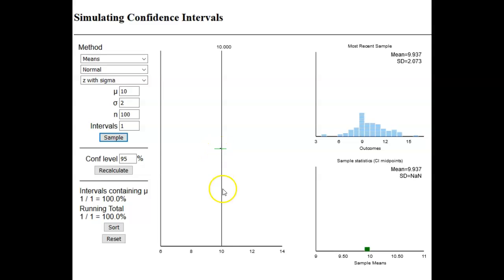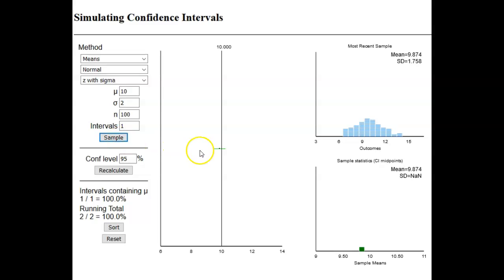Note that the true mean of the population is 10. The sample mean was a little less than 10, 9.937. But our interval trapped the actual population mean here. So we were successful when creating our confidence interval. Okay? Let's do it again.